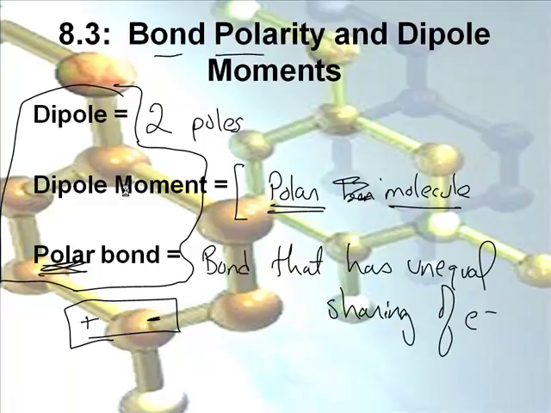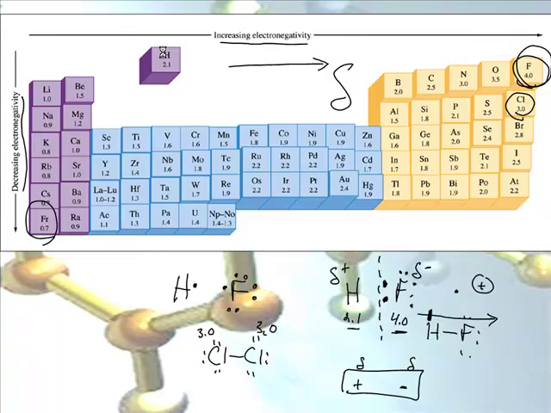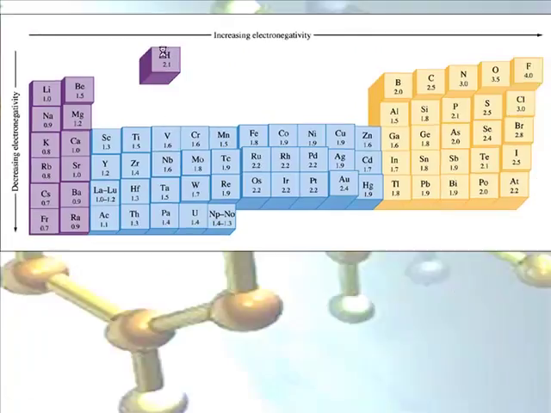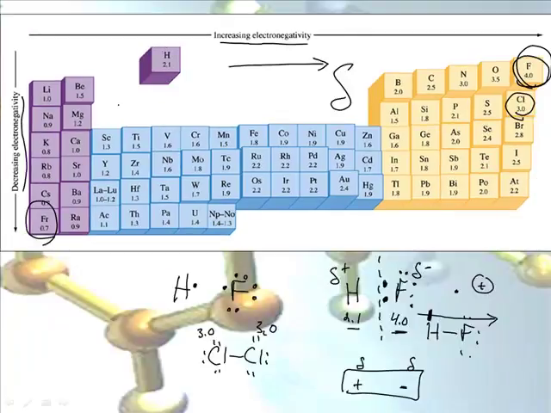And how do you know if you have a polar bond? You have to have an electronegativity difference. You have to use this table here. And do I have any blank white space? Looks like I don't. So let's actually make a little chart here.